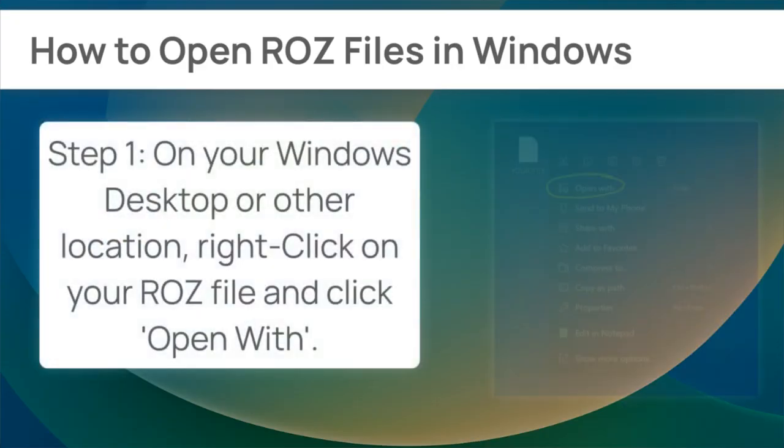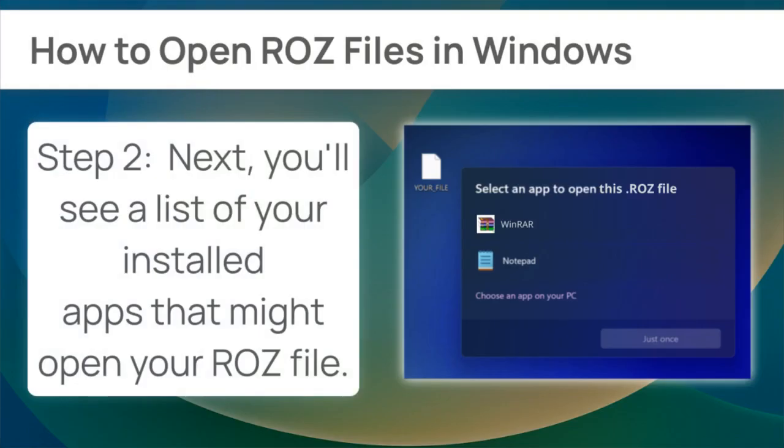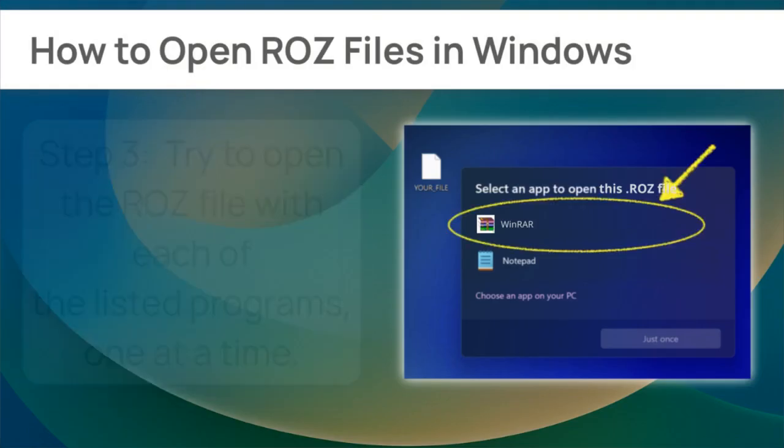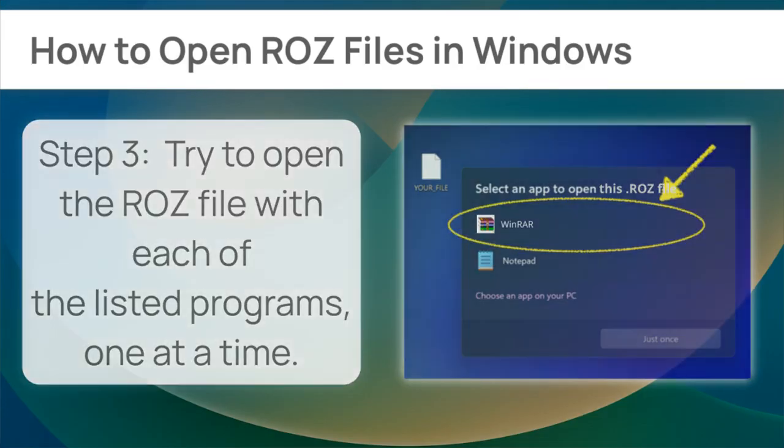Your essential first move is the file association test. Right-click the ROZ file and choose Open With. If WinRAR is on your machine, test it. If not, choose another program. Don't worry if you need to try a few.